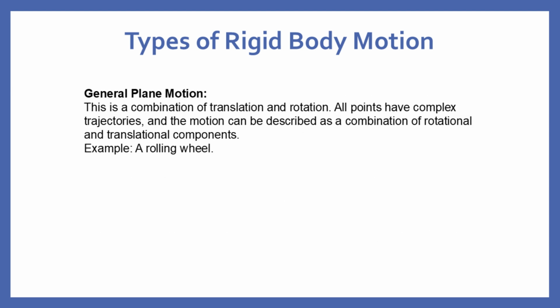Here we encounter the most common type of rigid body motion in real-world applications: general plane motion. This combines both translation and rotation, creating complex trajectories for each point on the body. The perfect example is a rolling wheel. It's simultaneously rotating about its axis while translating forward. This combination creates fascinating patterns of motion that we'll analyze in more detail later.